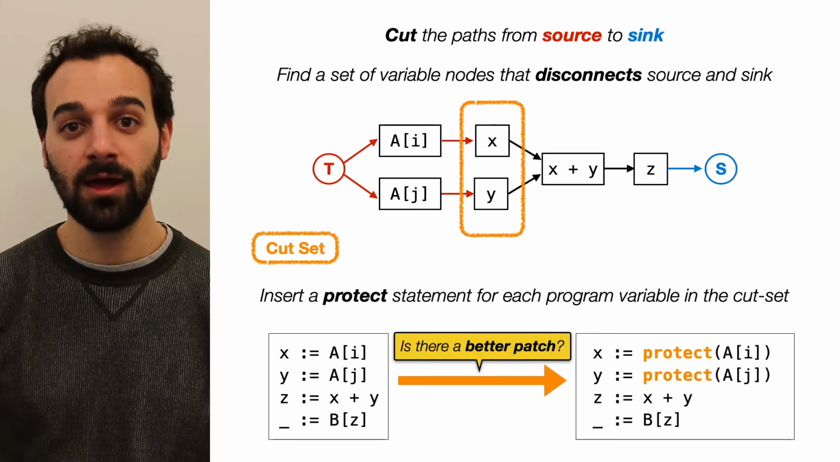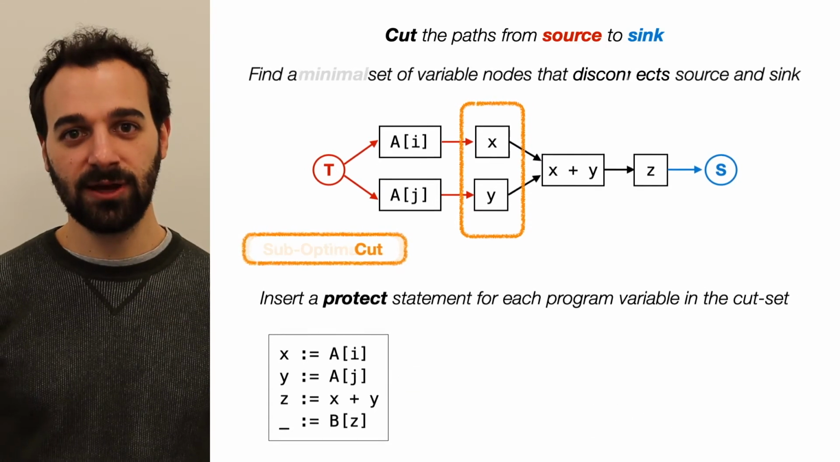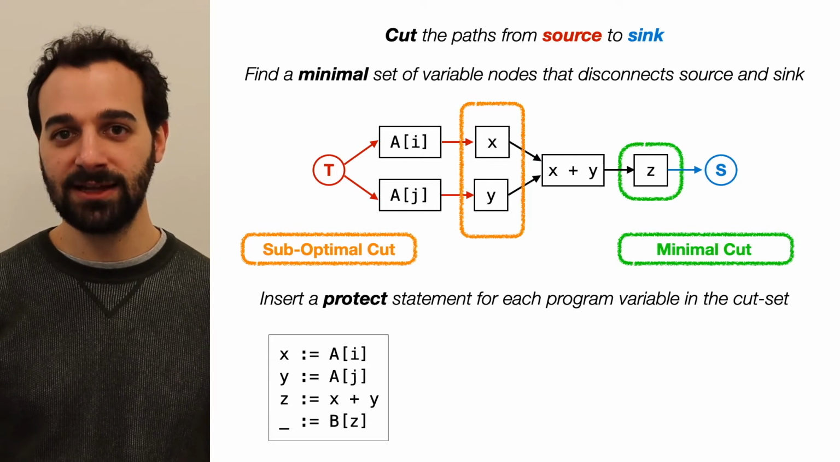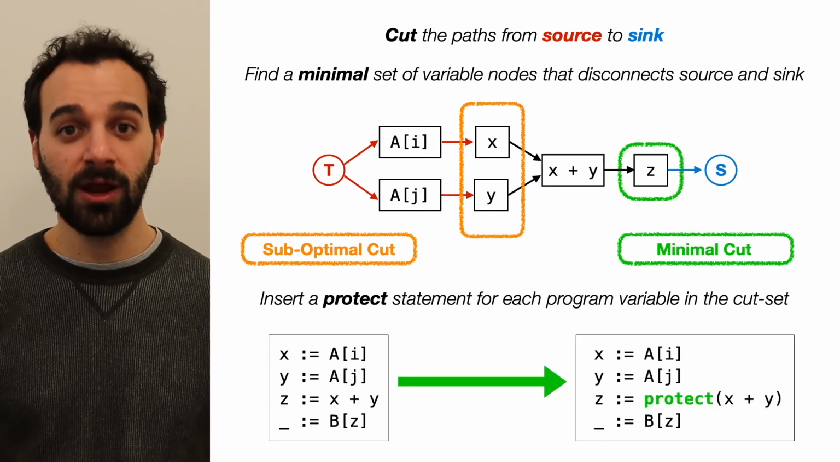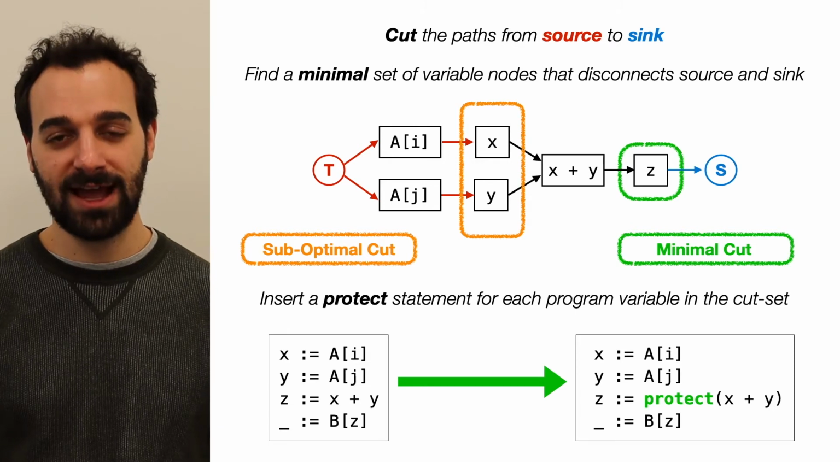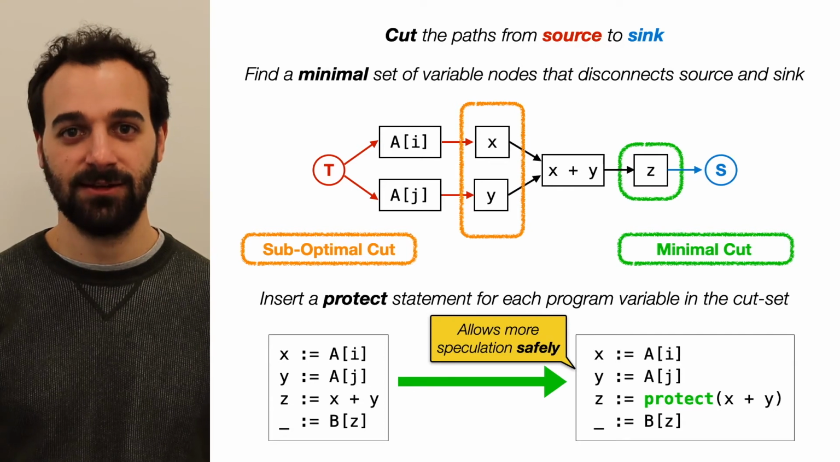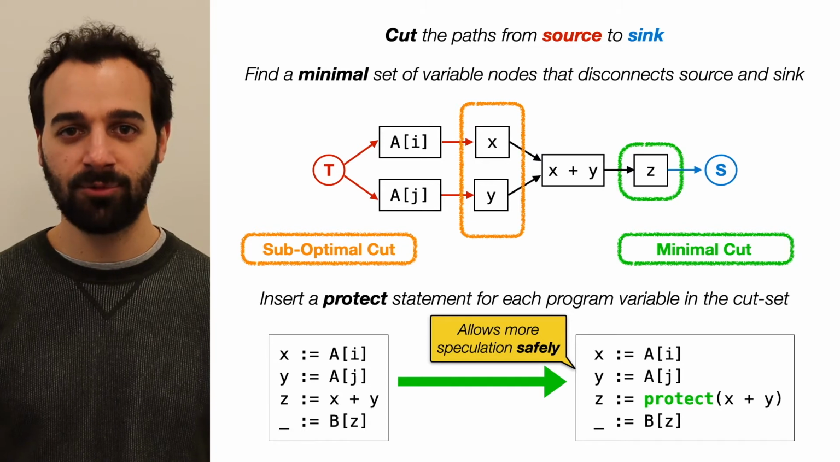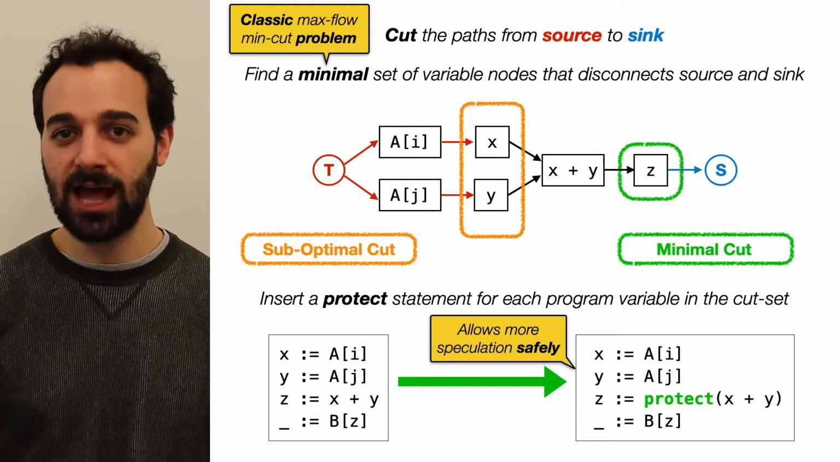However, the repaired program contains more protect statements than strictly needed. This is because the cut on the left is suboptimal. In contrast, the cut on the right is minimal because it requires a single protect for variable z. A minimal cut is preferable because it requires as few protects as needed, and therefore it allows for more speculation safely. Luckily, the problem of finding a minimal cut is a classic graph problem called max flow min cut, for which efficient polynomial time algorithms exist.